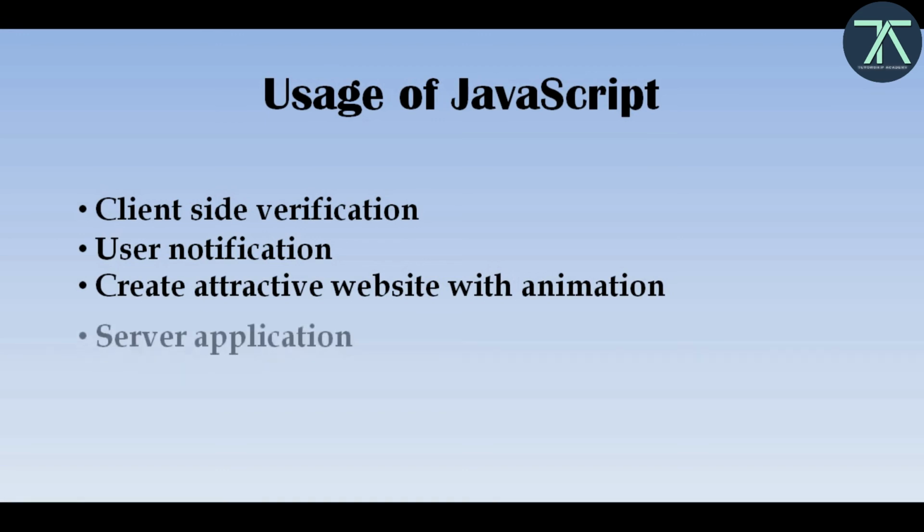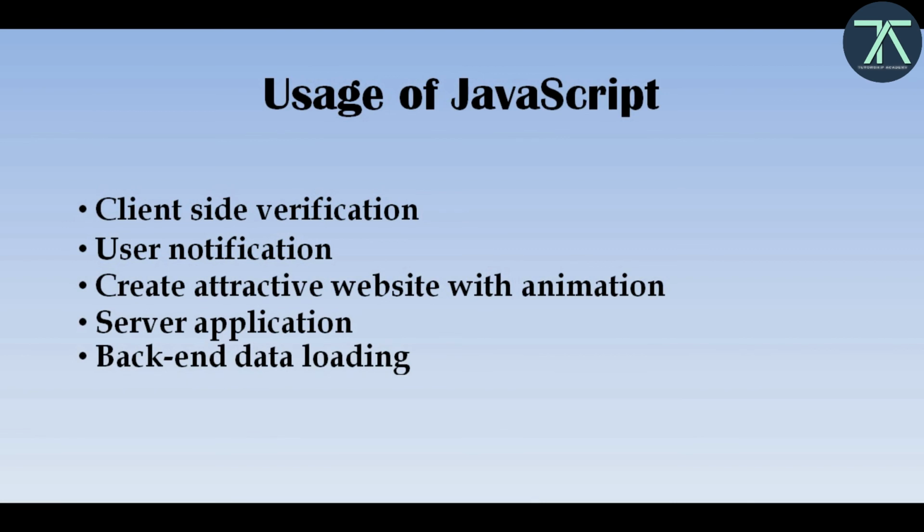The fourth one is server application. There are a lot of frameworks present in JavaScript like Node.js, AngularJS. By using them you can easily write your server application. And the fifth one is backend data loading. You can easily load data from your server to the front end and show it in HTML form. Okay, so these are all the usages of JavaScript.